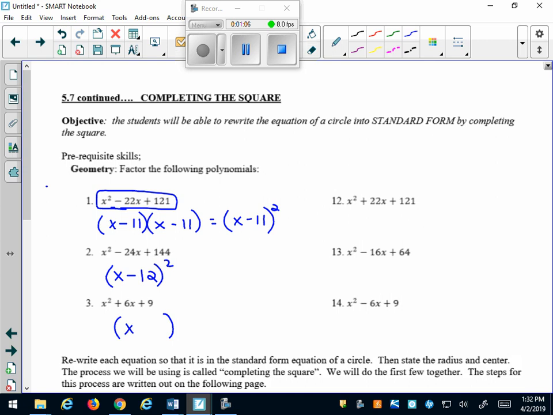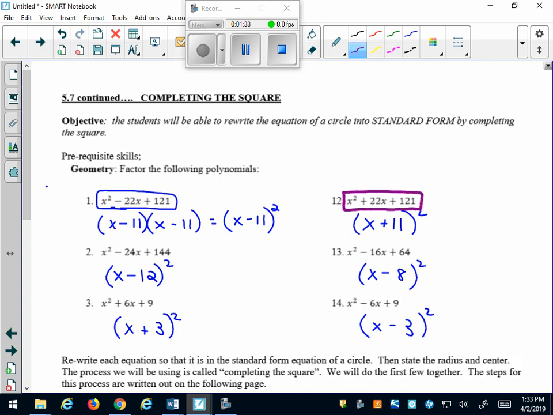What's this one? Plus 3. Plus 11. What's this one? Okay, so that's a pattern. They're all perfect square trinomials. But I want you to look even deeper for more patterns. Take this one, and this one, and this one, for example.